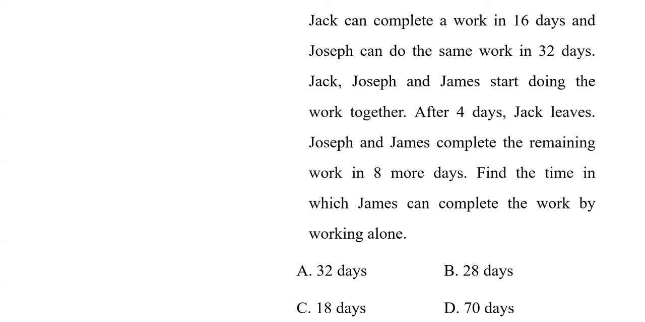Jack can complete the work in 60. Joseph can do it in 32. Now James entered. They gave data only for Jack, that's the beauty in the question. They're discussing Jack and Joseph. Now James entered. All three people started working together. After 4 days, Jack leaves. Joseph and James complete the remaining work in 8 more days. The question is, what is the time taken by James alone to complete the work?